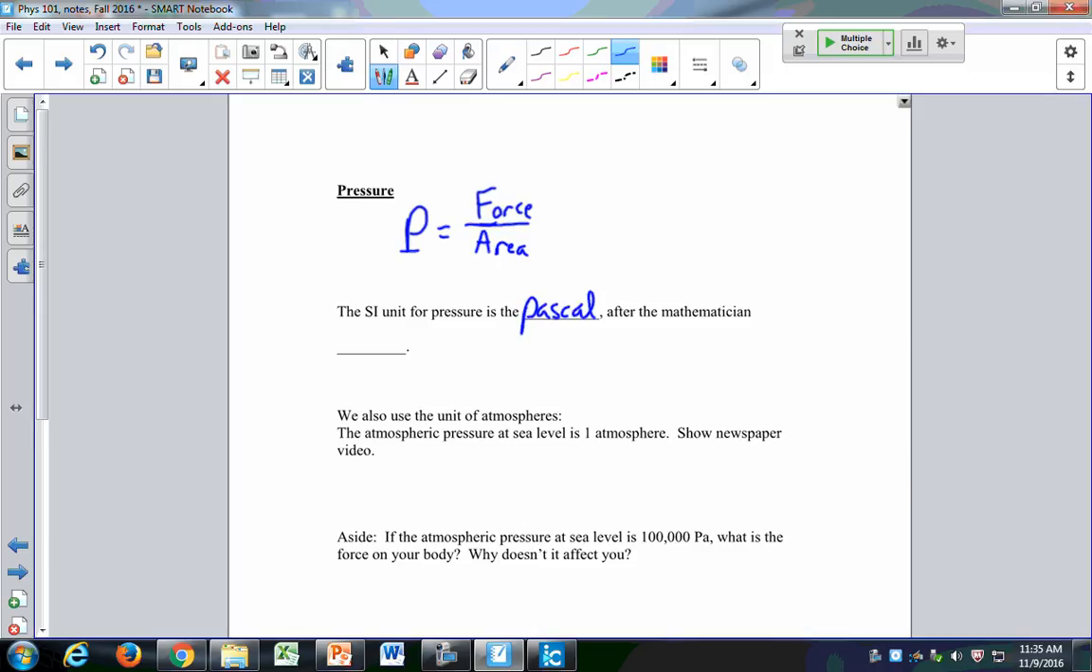He was a mathematician, philosopher, theologian, Pascal. And 1 Pascal is equal to 1 Newton per square meter. So our basic SI units are in newtons per square meter, but we use pascals. We'll also use the unit of atmospheres, and 1 atmosphere is equal to 1 times 10 to the 5th pascals.